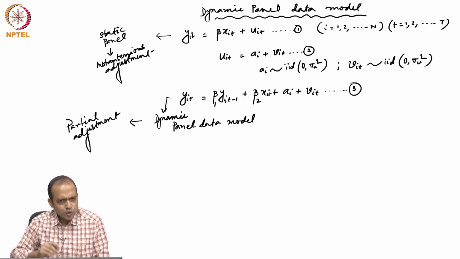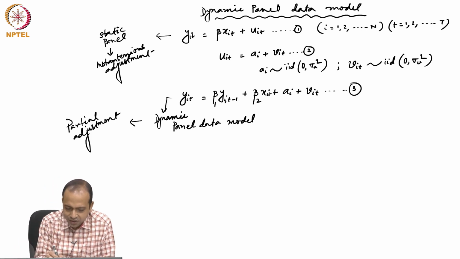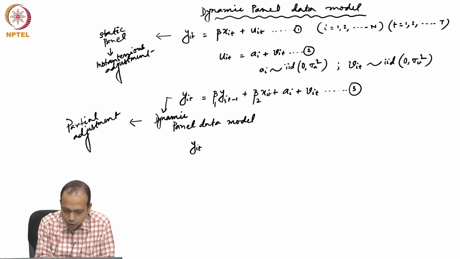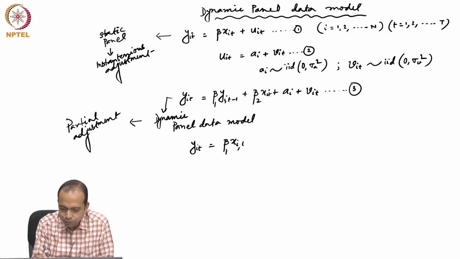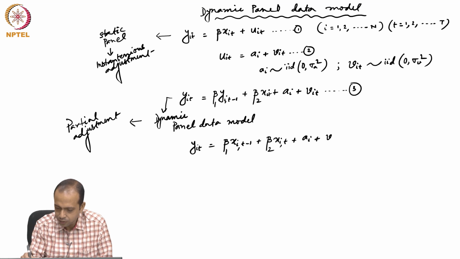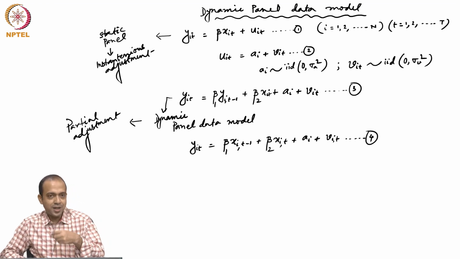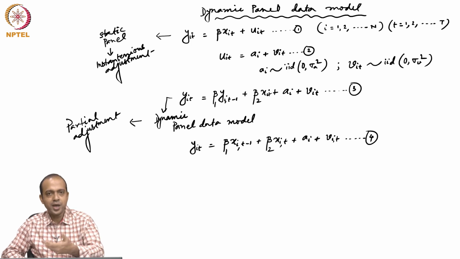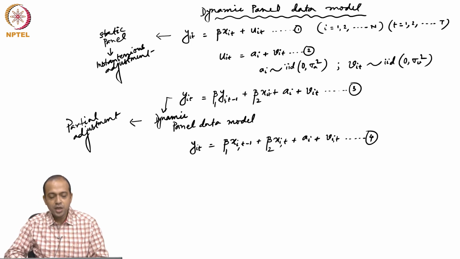Okay. Now, there is another class of model. Let us take this one: yit equals beta 1 xi t minus 1 plus beta 2 xit plus ai plus vit. Let us say this is equation 4. So, instead of introducing lagged value of the dependent variable, now I have introduced lagged value of the independent one.